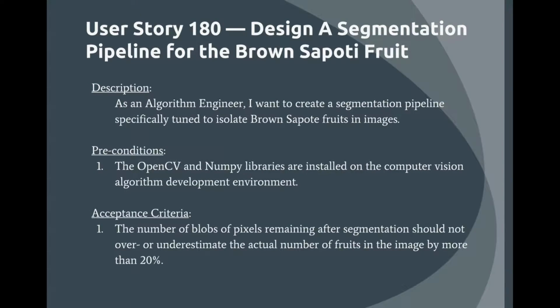User story 180. Design a segmentation pipeline for the brown Sapoti fruit. Given that the OpenCV and NumPy libraries are installed on the computer vision algorithm development environment, as an algorithm engineer, I want to create a segmentation pipeline specifically tuned to isolate brown Sapoti fruits in images. The number of blobs of pixels remaining after the segmentation should not over or underestimate the actual number of fruits in the image by more than 20%.